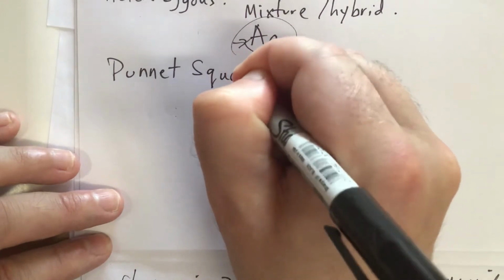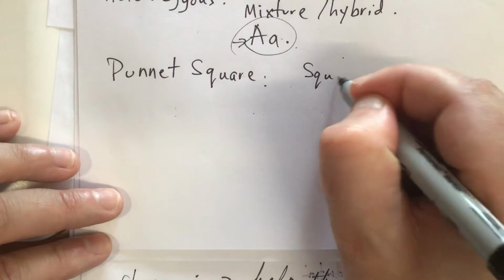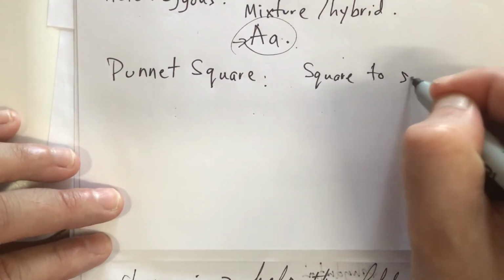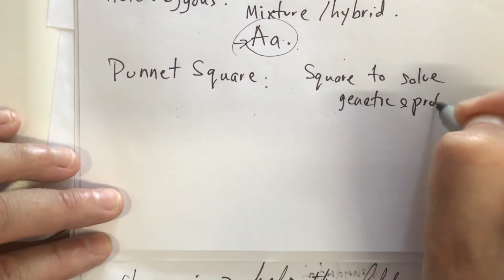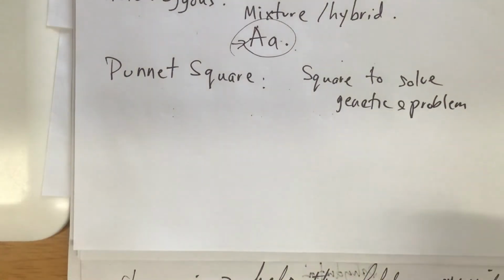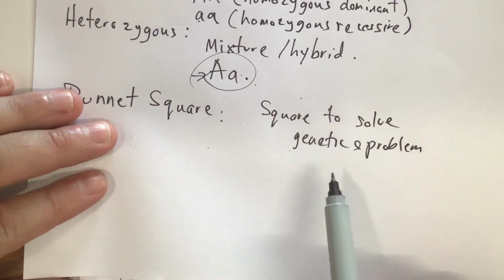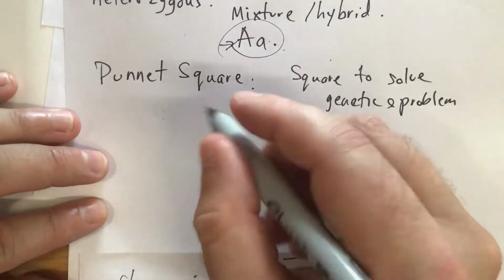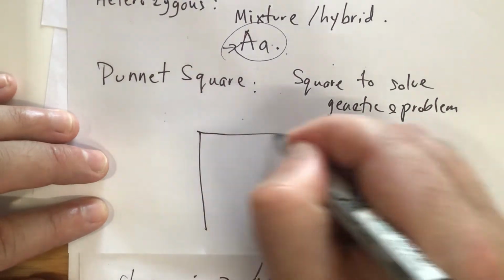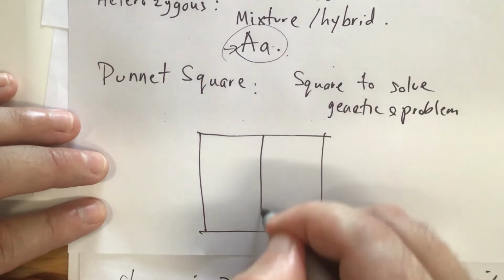Okay? This gives us a square, as the word says, to solve genetics problems. So in many cases, we need to make this square to be able to solve the problem. So what is it? We looked at it last week, but let's look at it again. Okay, we've got a square. And for most of the cases that we'll be dealing with, we've got 4 boxes.